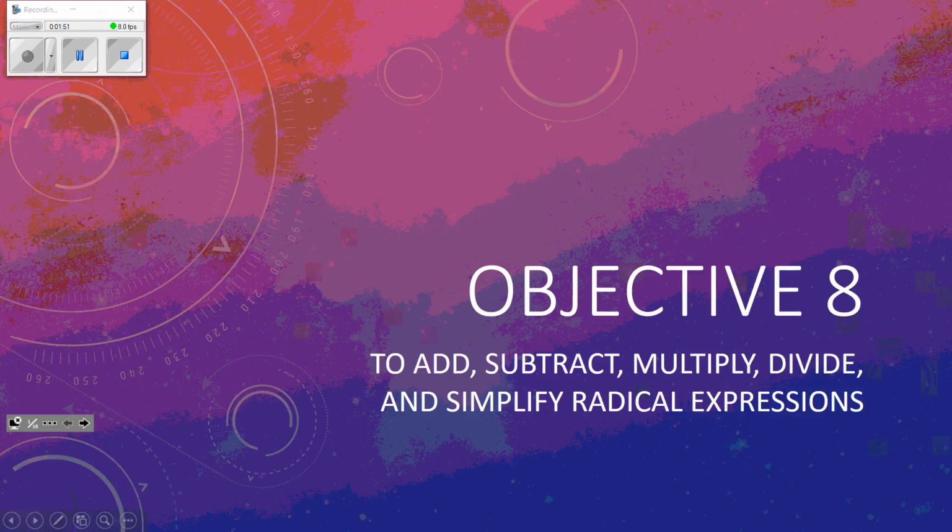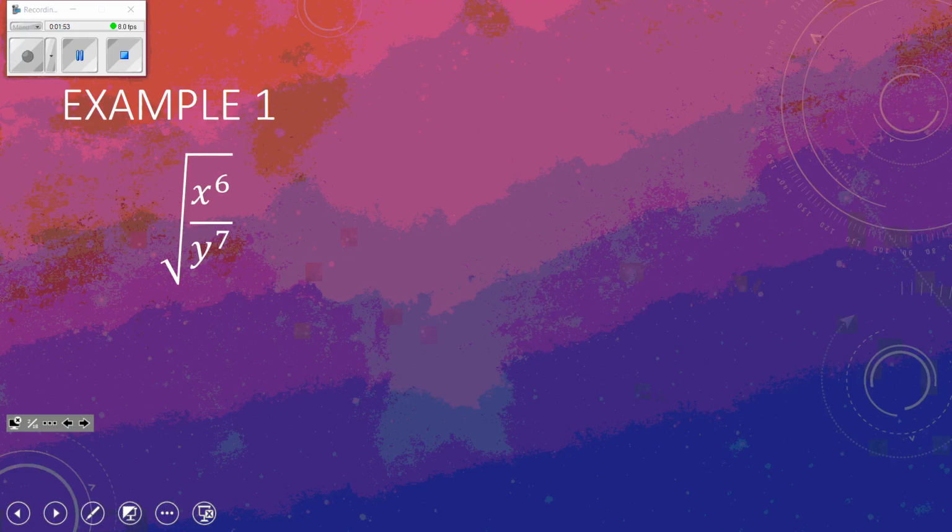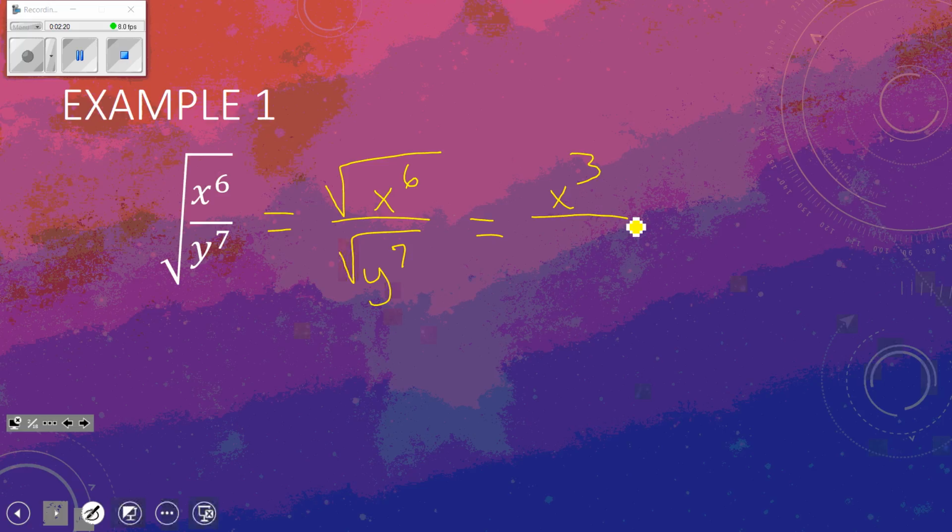So the first thing that I would do is separate it. So this is going to be the square root of x to the 6th divided by the square root of y to the 7th. What do you think we will do from there? Simplify. Yeah. How about the square root of x to the 6th? Is it perfect? Yes. So it can come to the outside and become what? X to the 3rd. So when dividing radicals, you'll separate them and then you'll simplify them.